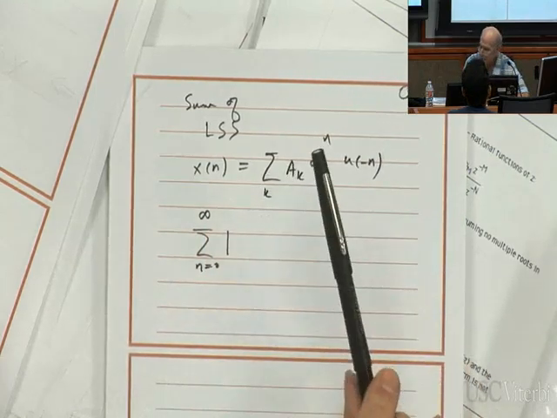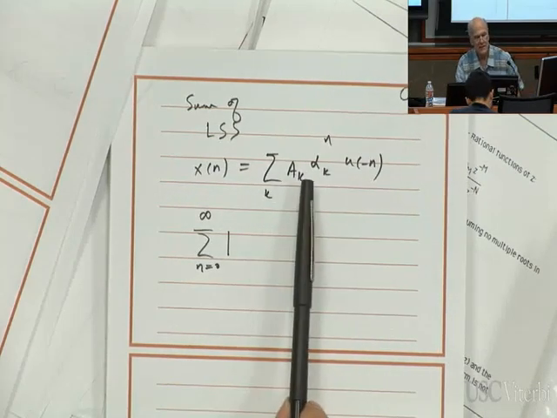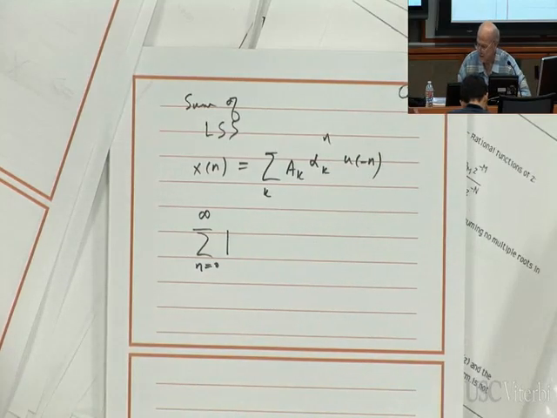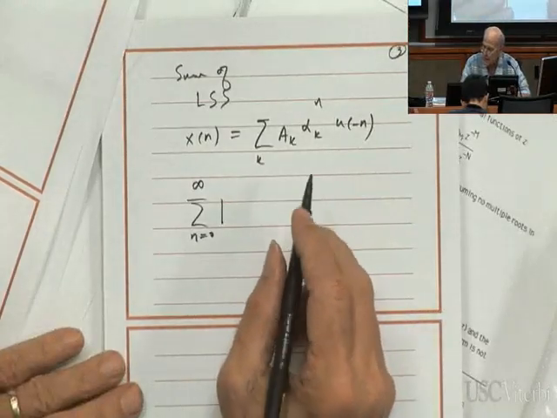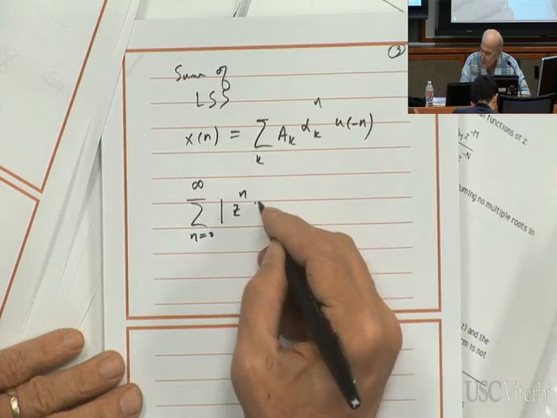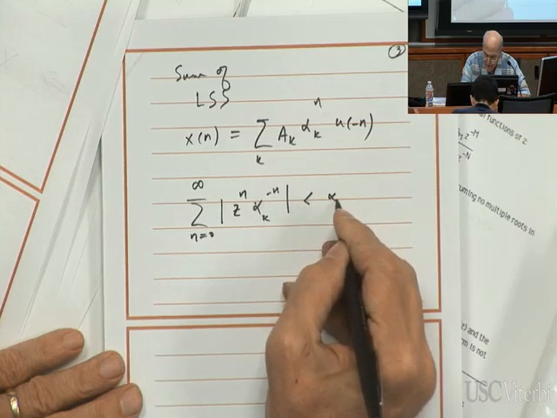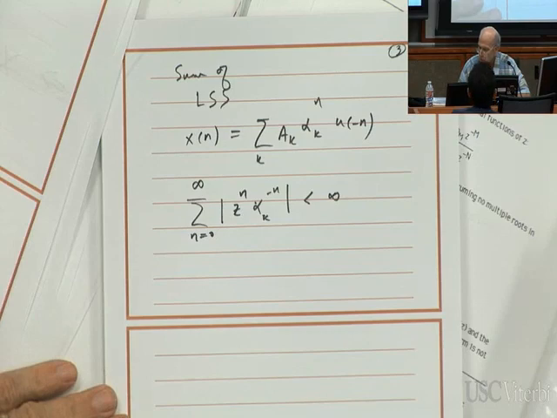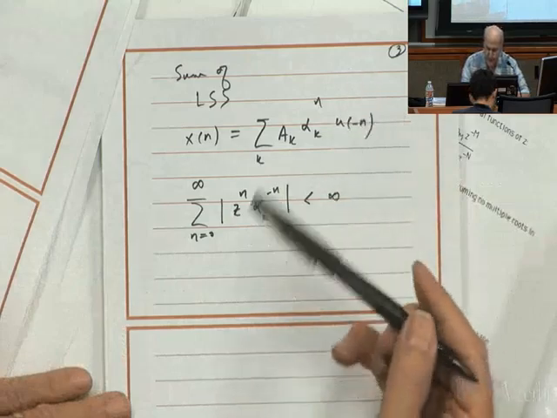Because what's going to happen is I'm going to take the Z transform, and so that'll be a sum of Z transforms, each of the form alpha k to the n times u of minus n. And you kind of know how to do that. But I'm going to focus here on the region of convergence. For the region of convergence, you have to have this condition satisfied, that the sum from n equals 0 to infinity is less than infinity. Hopefully I did that correctly.